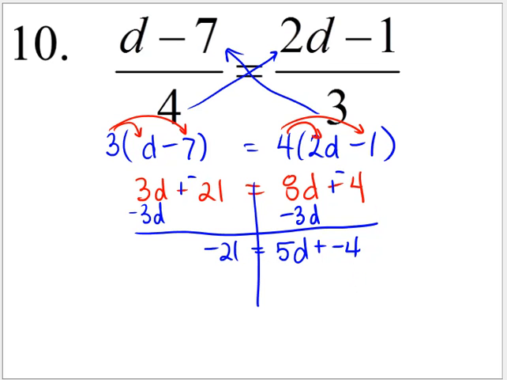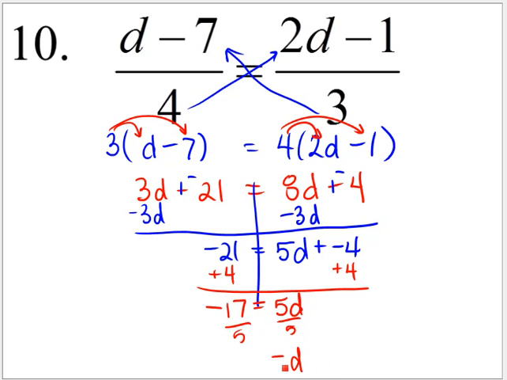Next, I need to move my negative 4 over. So I'm going to add 4 to both sides. I end up getting negative 17 equals 5d. And lastly, I'll divide by 5. This doesn't divide out evenly, so I'll say that d is equal to negative 17 over 5. Or if you want to convert that, you could say it's negative 3 2/5.